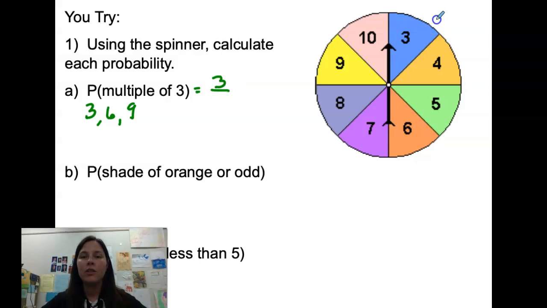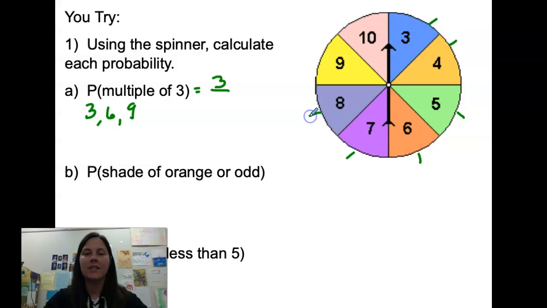To figure our total number of possible outcomes, we need to be careful. The number 10 is on here. However, there are not 10 sections to the spinner because we started at the number 3. So there are 1, 2, 3, 4, 5, 6, 7, 8 sections to the spinner. So 8 possible outcomes. 3 divided by 8 gives us 0.375. Multiplying that by 100, we get 37.5%.